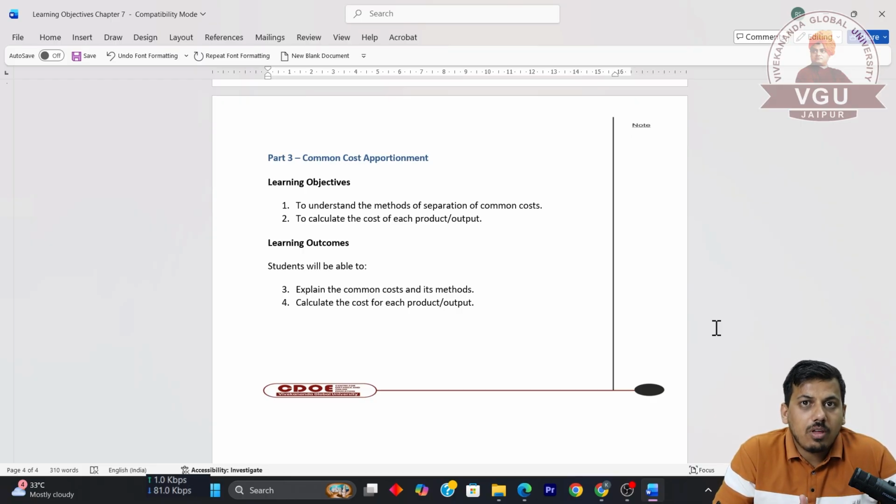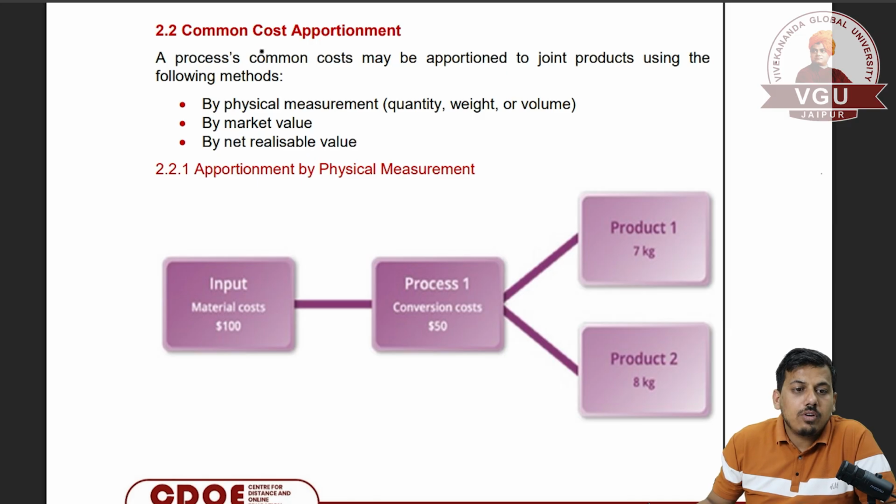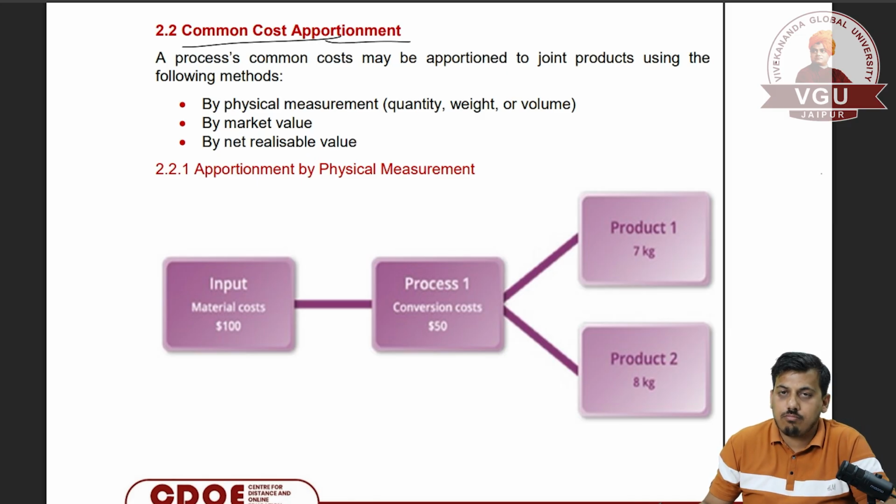We are studying process costing, joint products and byproducts of management accounting. In the previous part, we already understood what a cost is, normal loss, abnormal loss, and how to calculate them. In this part, we are going to understand what common cost is. Our first topic for this part is common cost apportionment.